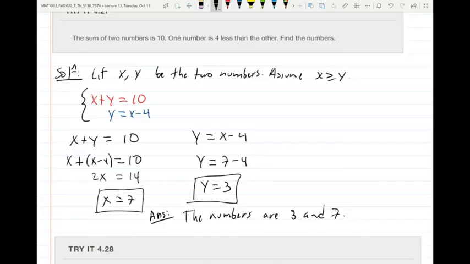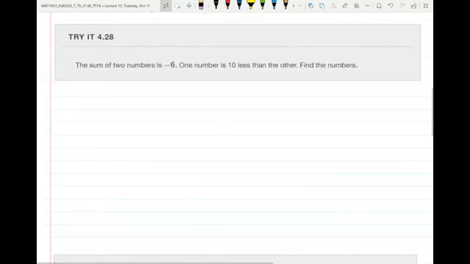Questions? Did you understand how we did this one? All right, so do it again, but with other numbers. Exactly the same thing.